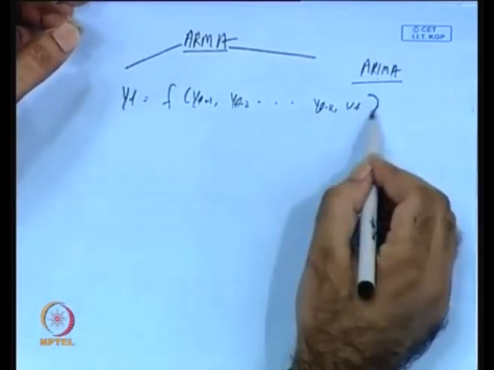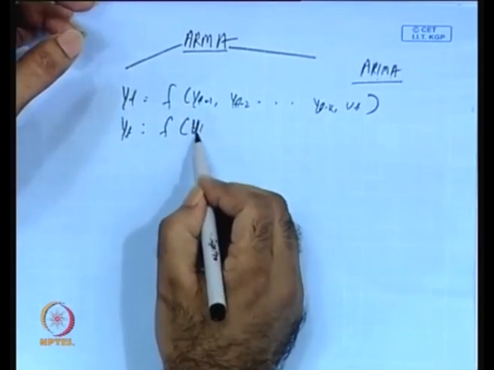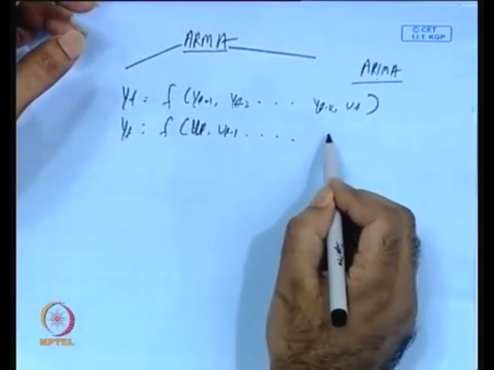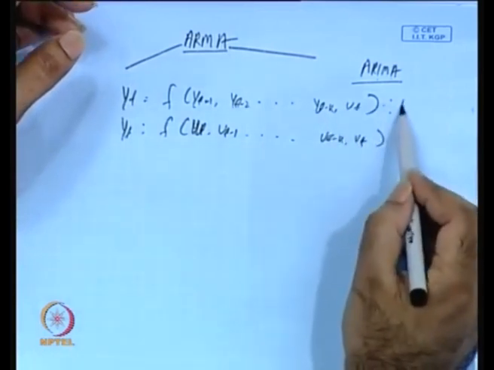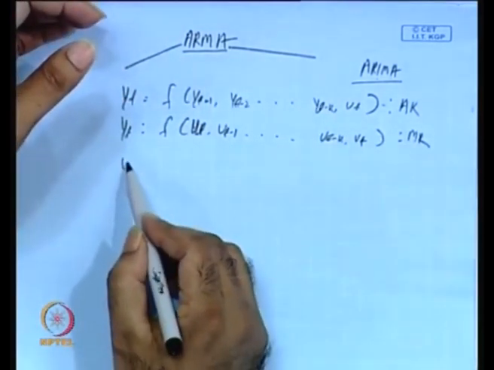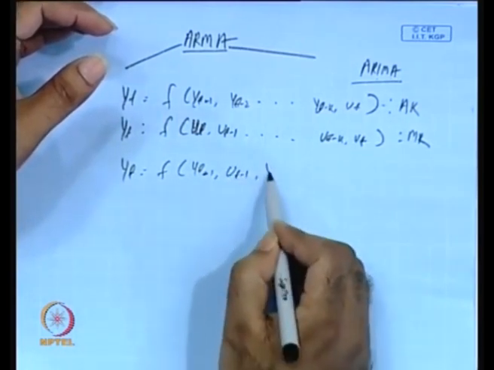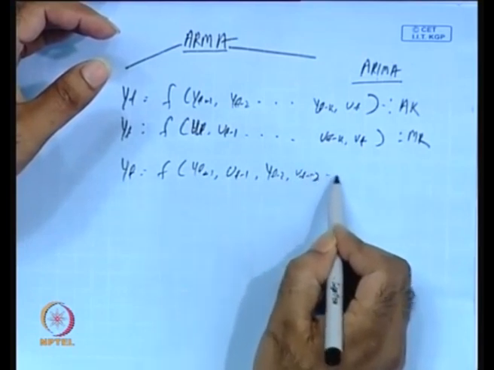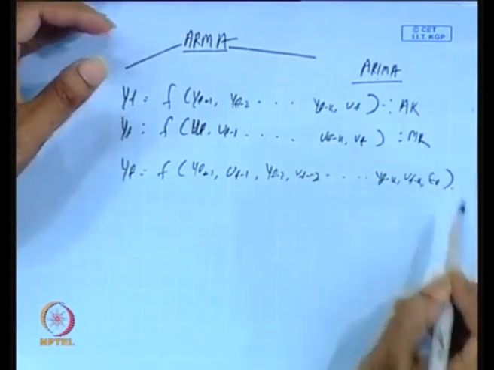This is the autoregressive scheme, and the moving average scheme is a function of ut minus 1, up to ut minus k, plus vt. Now we will integrate them together. So yt is a function of yt minus 1, ut minus 1, yt minus 2, ut minus 2, and it will continue to yt minus k, ut minus k, then the error term epsilon t, and that is the end.